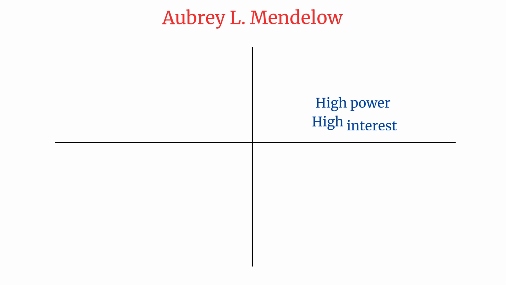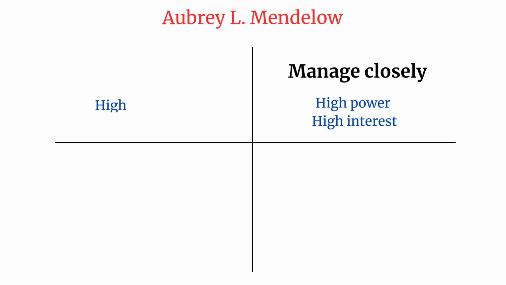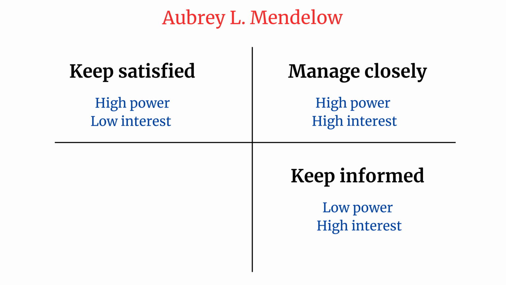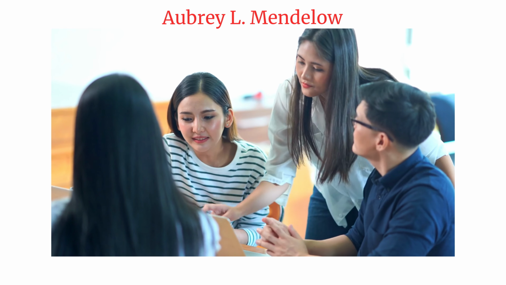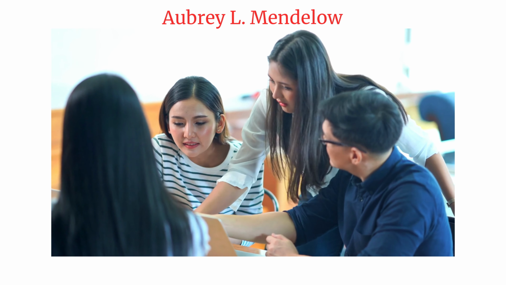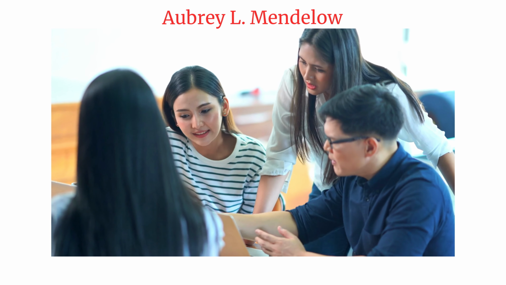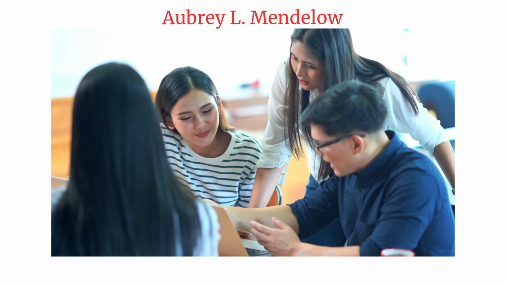High power, high interest, manage closely. High power, low interest, keep satisfied. Low power, high interest, keep informed. Low power, low interest, monitor. By completing this exercise, you can understand how each stakeholder might impact your project and determine the appropriate method of stakeholder communication for each one.